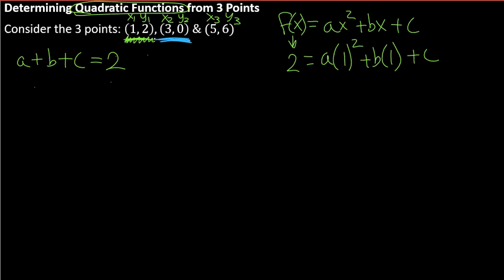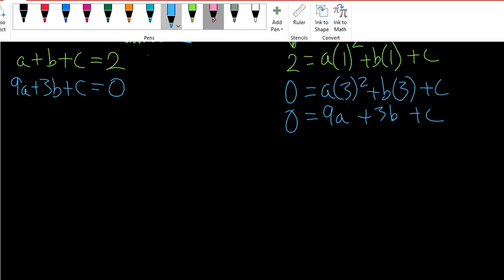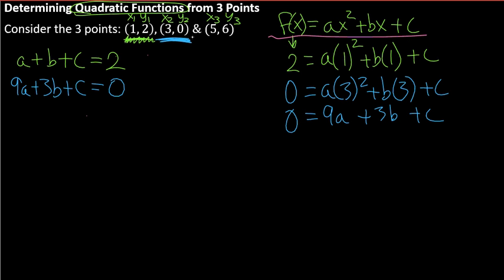Now let's look at this next point. So we're saying f of x is equal to 0 when x is 3. So a times 3 squared plus b times 3 plus c, which is going to give me 9a plus 3b plus c. So I'm going to come over here and write this guy, and you can kind of tell already we're forming a system of equations, and that's exactly what we're doing. Okay? We're going to form a system of equations, and then we're going to solve for what a, b, and c are to plug into our standard form here.